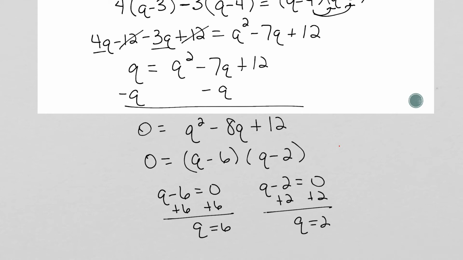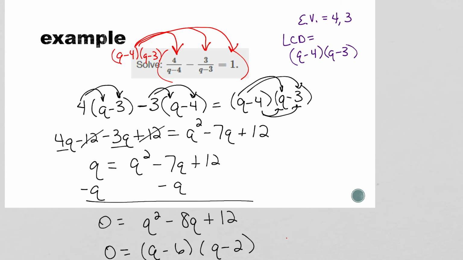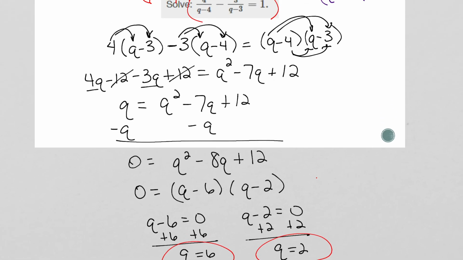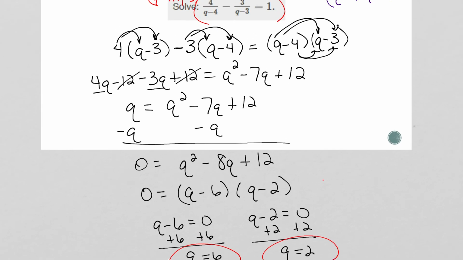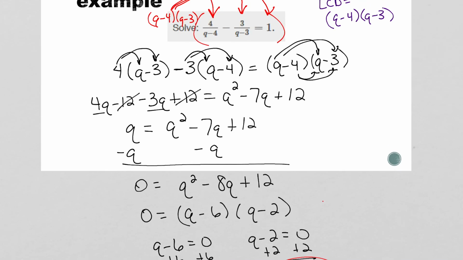Now we need to see if either of these numbers are one of our excluded values. So our excluded values are 4 and 3. Nope, we didn't end up with 4 or 3, so these are good answers here. Again, can you check your work? Totally. You need to do them separately. Don't do them together. And so you would take 6 and put it in there and there, and then you would take 2 and put it in there and there.